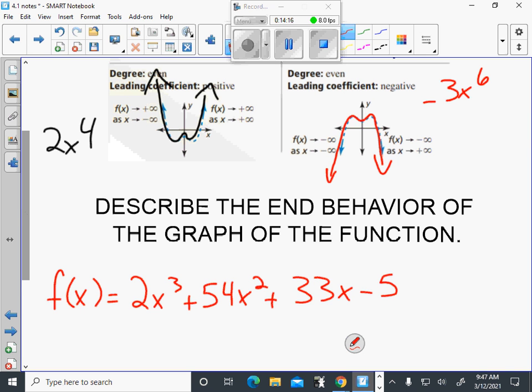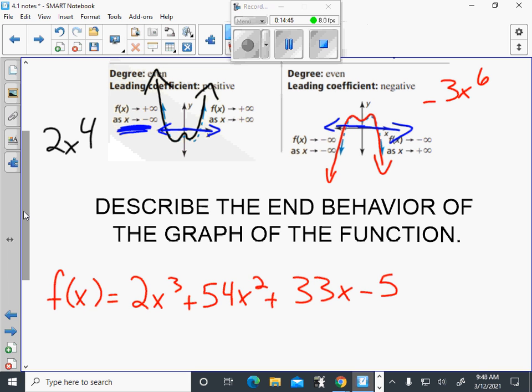Okay? So, looking here, as x approaches negative infinity, where does our line go? It goes to infinity. As x goes to positive infinity, where does f of x go? It goes to infinity. As x goes to negative infinity here, where does our line go? It goes to negative infinity. And as x approaches infinity, where does our line go? Negative infinity.